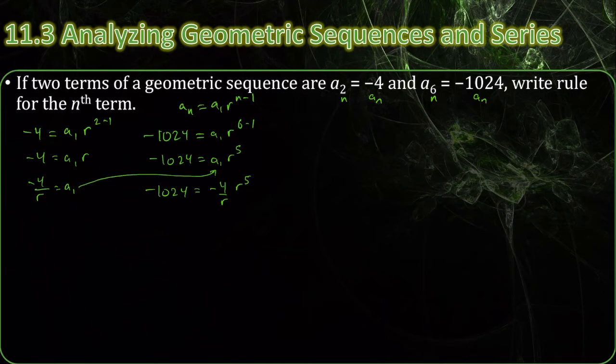Multiply a fraction times a whole number. The whole number ends up on top. And I can simplify these. The R is the same as R to the first, and when I divide with the same base, you subtract. So 5 minus 1, subtract the exponents, is 4. Divide by the negative 4.